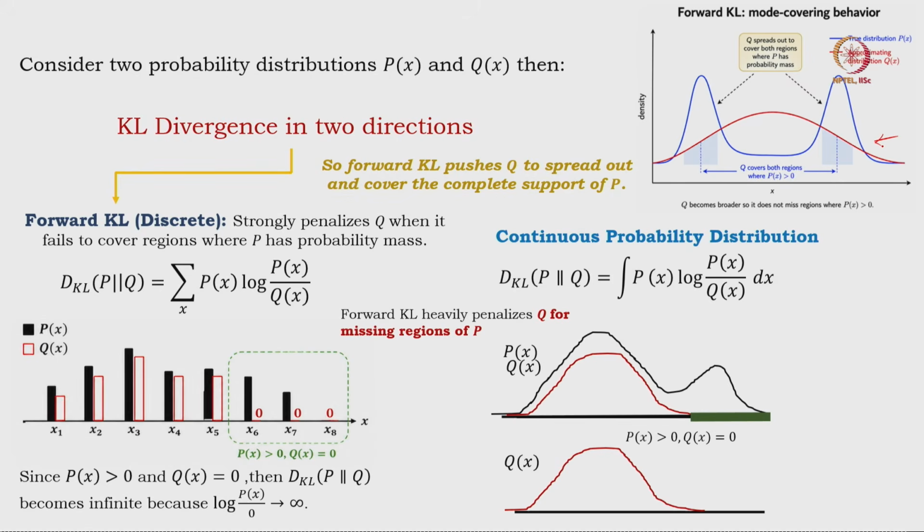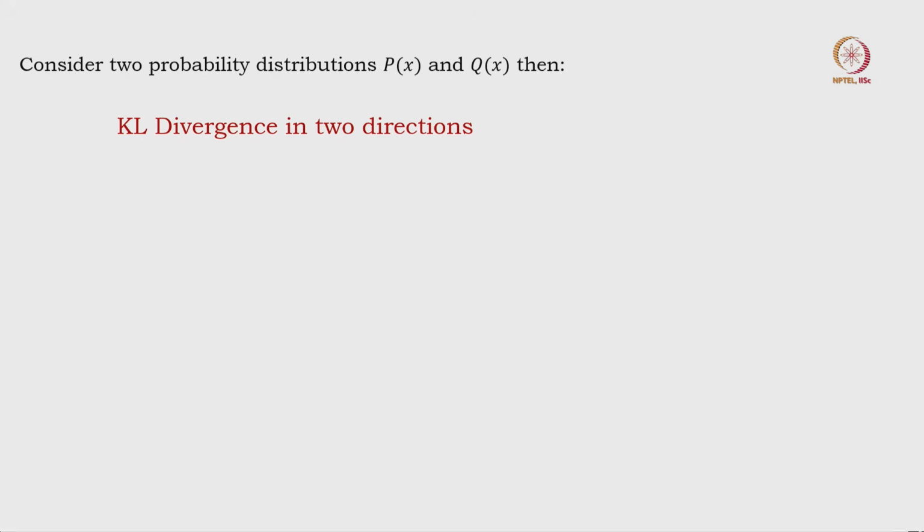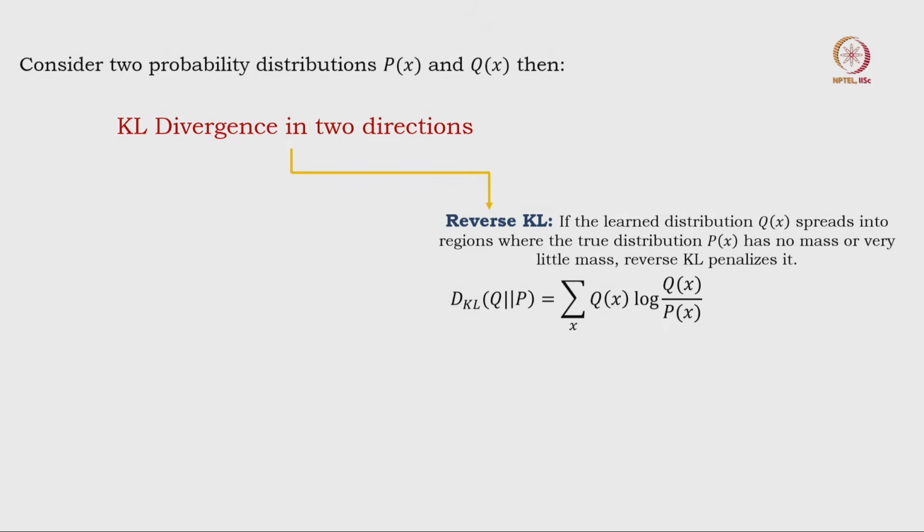Now here, is it not that it is covering both? But when you look into it, there is some other drawback also that we will see shortly. So I hope the definition of forward KL is clear to you. Now let us see the next direction, called reverse KL.